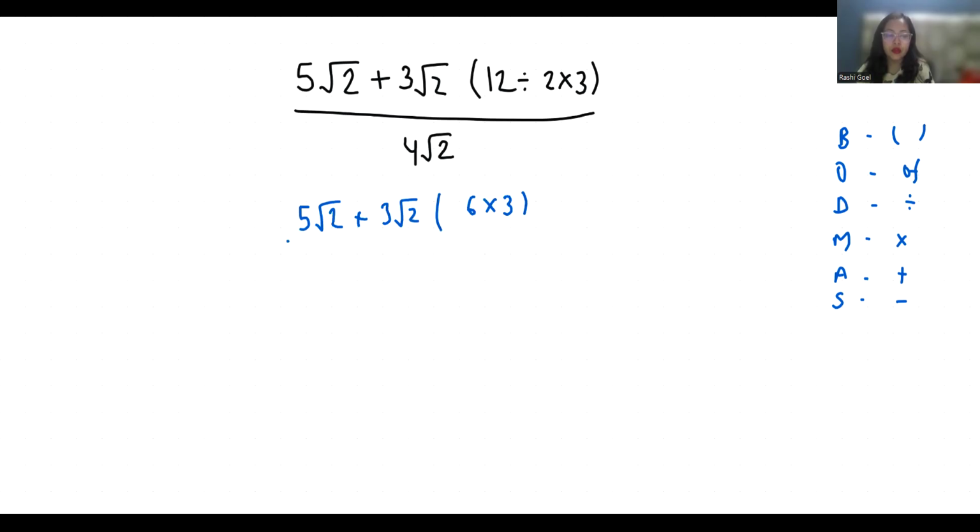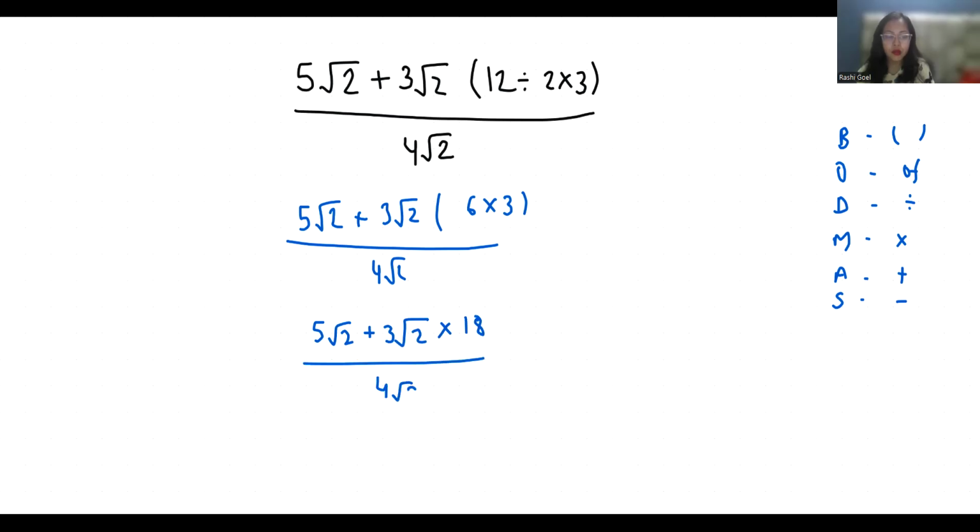Now 5√2 plus 3√2 times 18 by 4√2. Now 5√2 plus, we'll multiply first then add. 18 times 3√2 is 54√2 by 4√2. Now we will add. 54 plus 5 is 59√2 by 4√2.